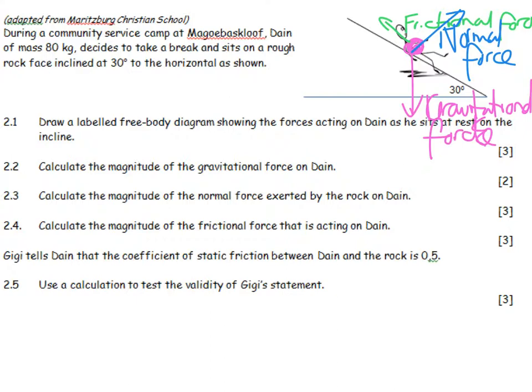Calculate the magnitude of the gravitational force on Dane. That's the simplest part. That's the 80 kilograms multiplied by 9,8. So it turns out to be 784 newtons. Easy. Calculate the magnitude of the normal force. Now we have to draw this diagram. Watch carefully. It's gravitational force acting down. Normal force pointing towards top right. Frictional force pointing towards top left.